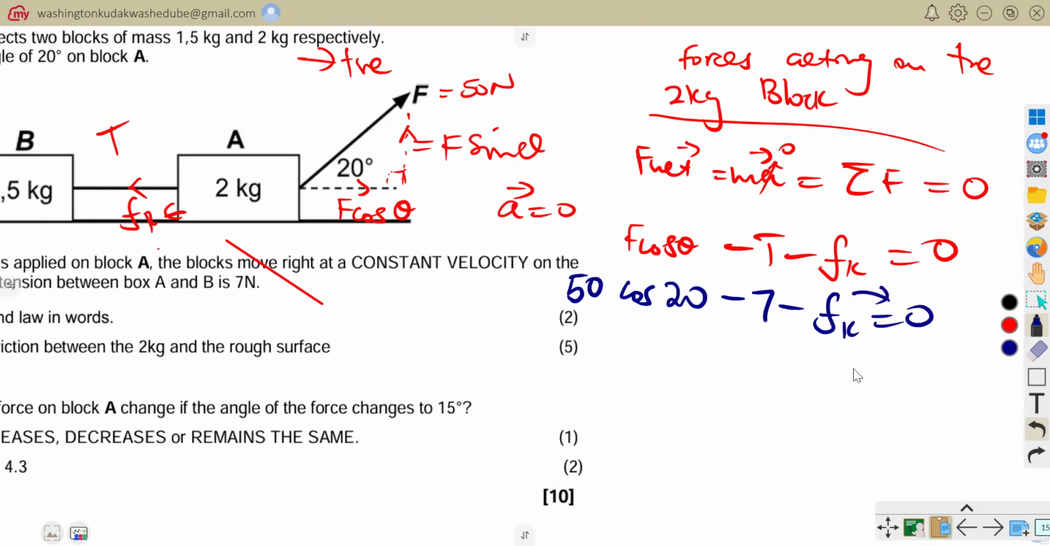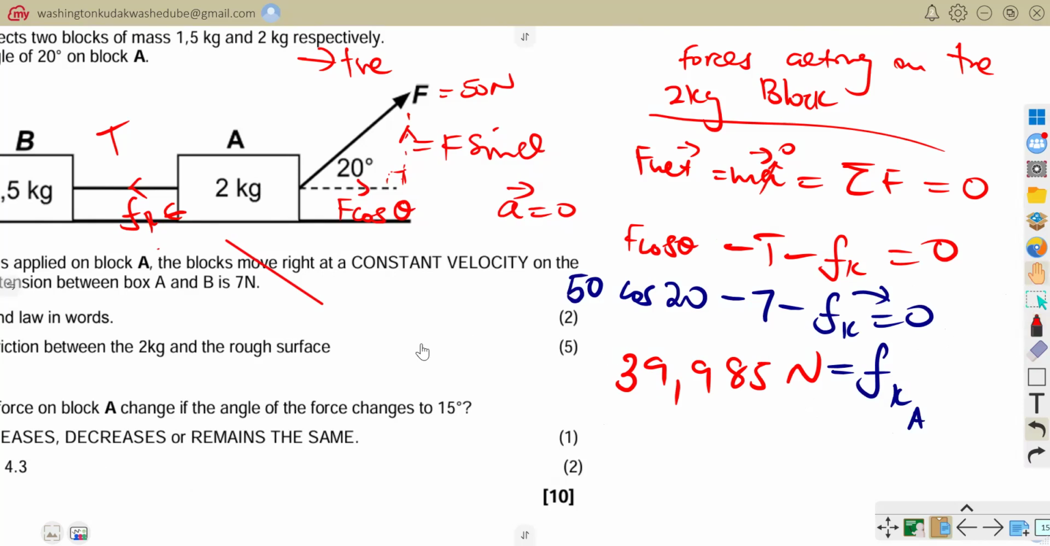So I can transpose that to the other side. My kinetic friction force acting on block A would be equal to 50 cos 20 minus 7. Now I need to determine 50 cos 20. That is 46.9 minus 7, which gives me 39.985. So the kinetic frictional force would be equal to 39.985 newtons. That is how you would have determined that kinetic frictional force.